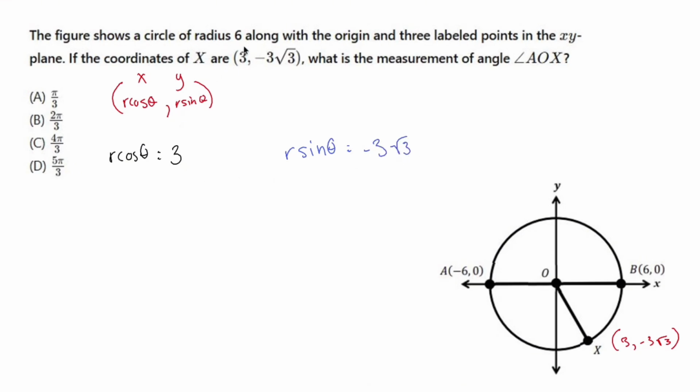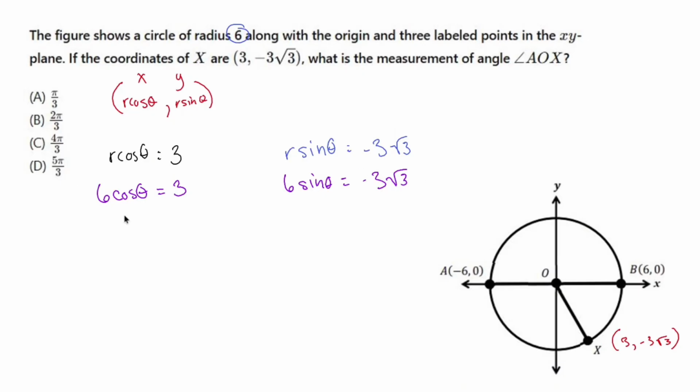What else do we know? Well, we're told that r is 6. So we can substitute that in, and now we can do a little bit more math. 6 cos theta equals 3. Now let's write that out over here. 6 sine theta equals negative 3 root 3. Let's focus on solving this guy completely first, and then we'll get to the next one.